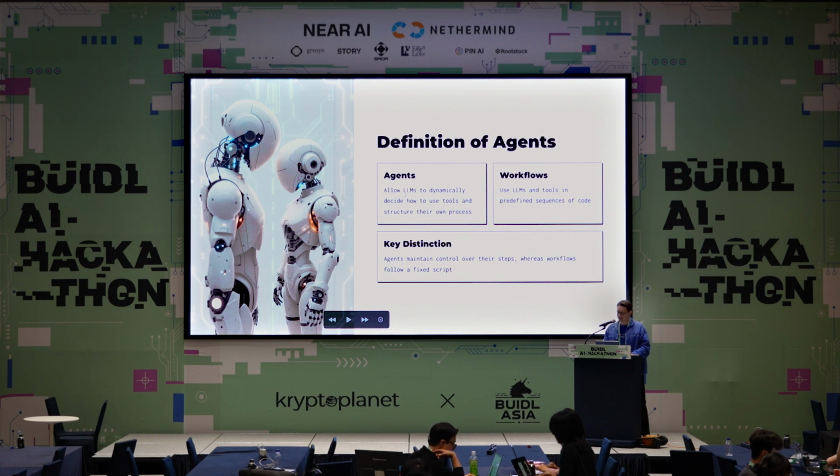And first of all, there are small differences between what we call agents and what we call workflows. With workflows, we use LLMs and tools and specific data sources, but the workflow is predefined. So the sequence of the steps is predefined in the code. And with agents, we allow LLMs to dynamically decide which route to use, which tools to use, and which data to use. So the key distinction is that the agent maintains control over its steps, and in workflows, you follow fixed steps.